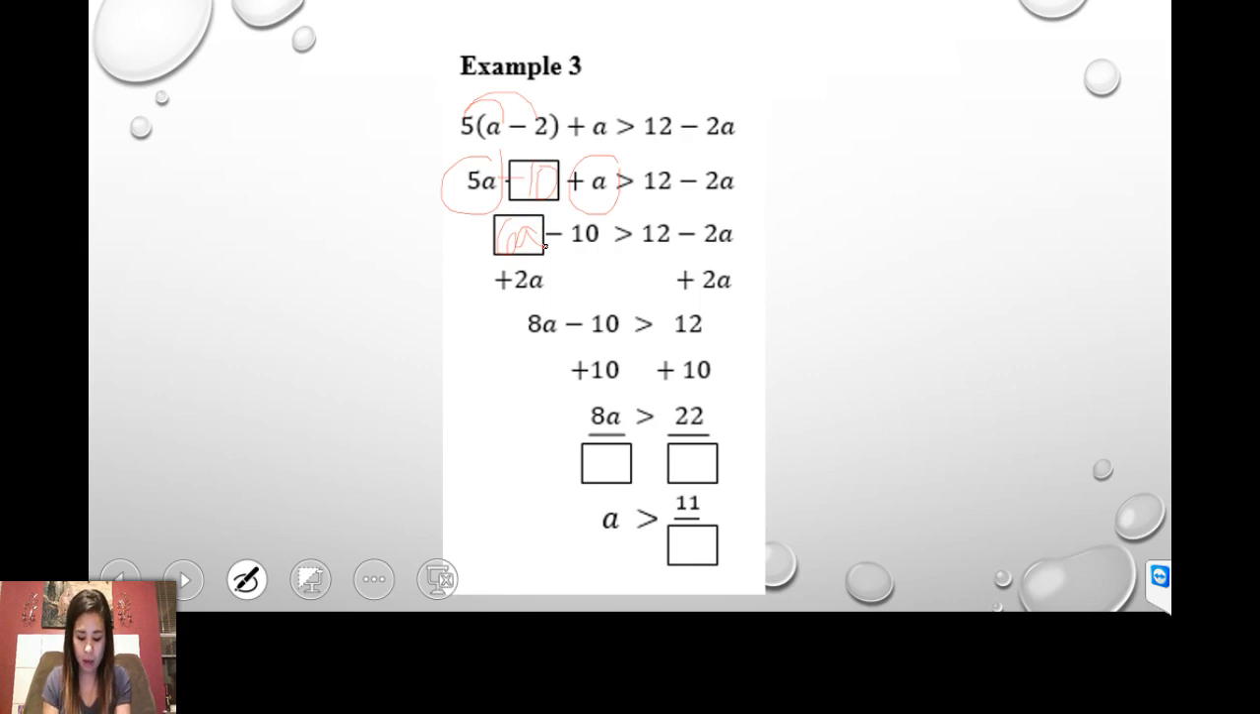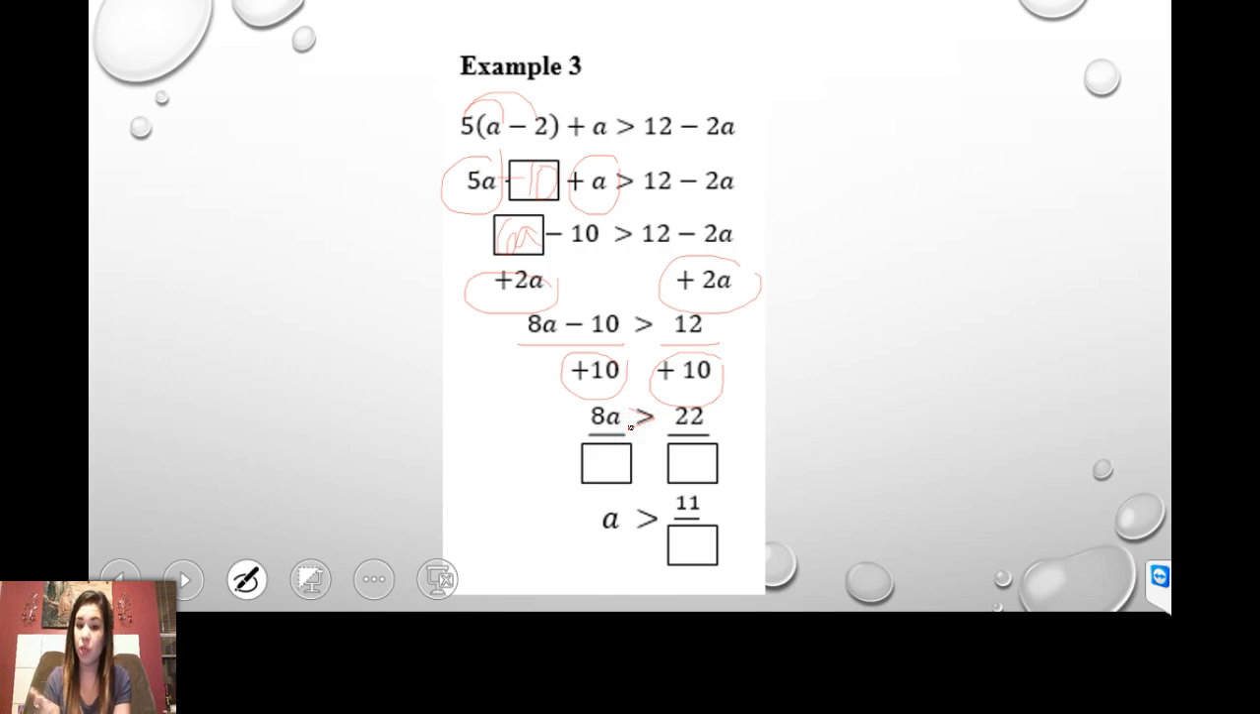And then I add 2a to both sides to start getting my a's together. So that gives me 8a minus 10 is bigger than 12. And then to get rid of that minus 10, we do opposites. So I add 10 to both sides, and I'm left with 8a is bigger than 22.